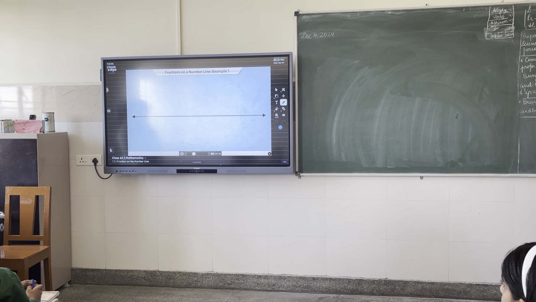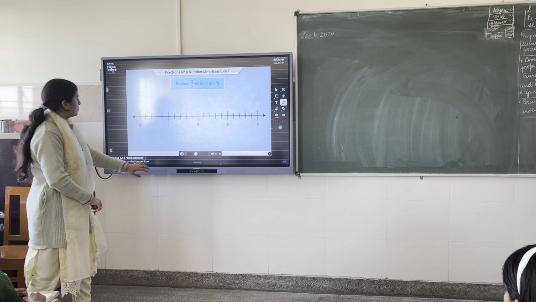Let's consider the example of 3 by 5. For showing a fraction on a number line, each unit must be divided into as many equal parts as the denominator. So in this case, the denominator is 5. That's why each unit on the number line is divided into 5 equal parts. Now let's start numbering each division.